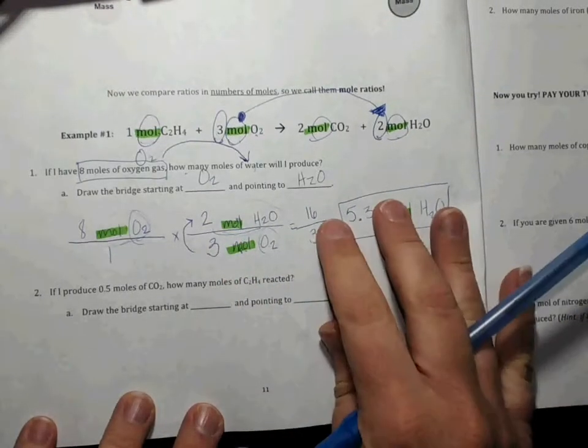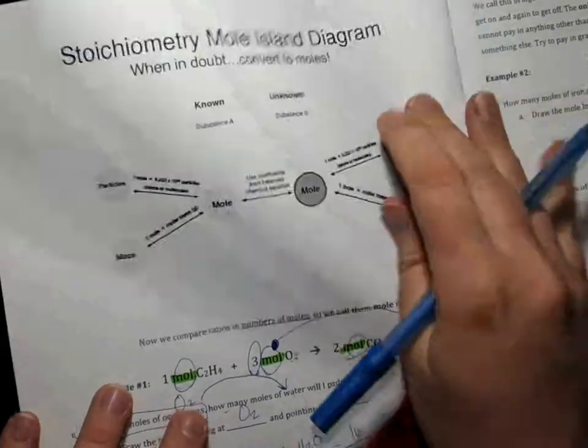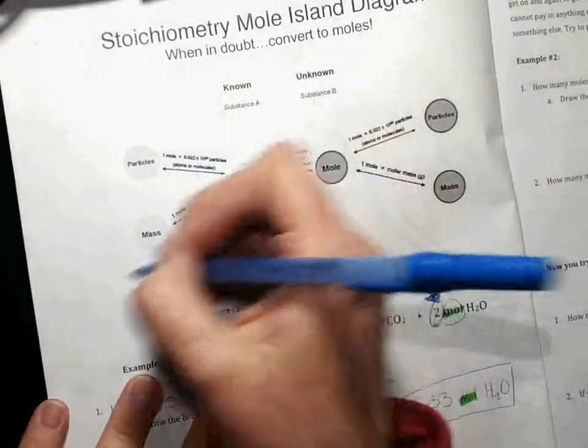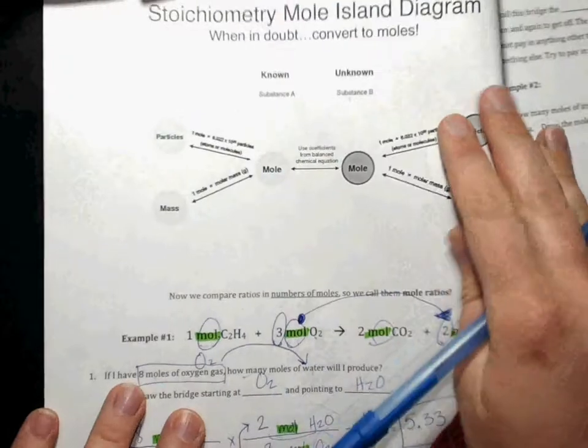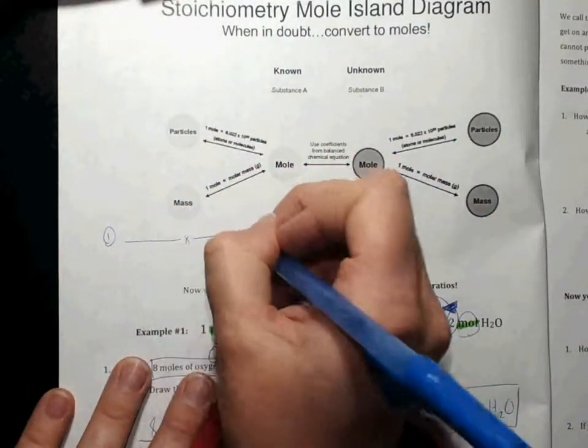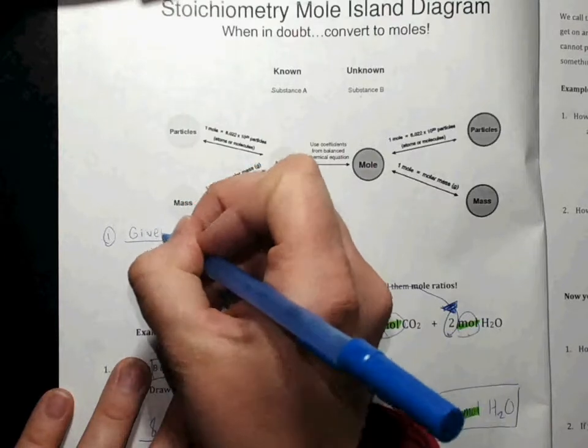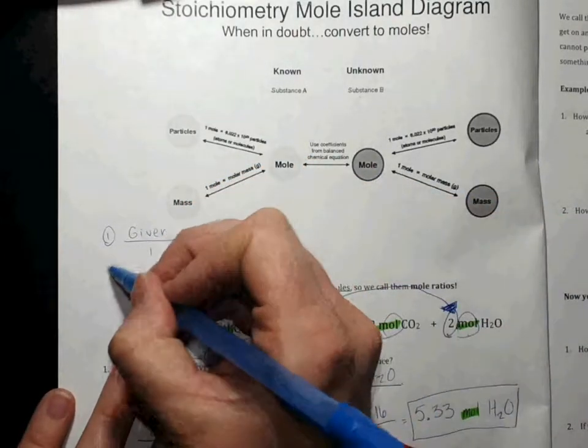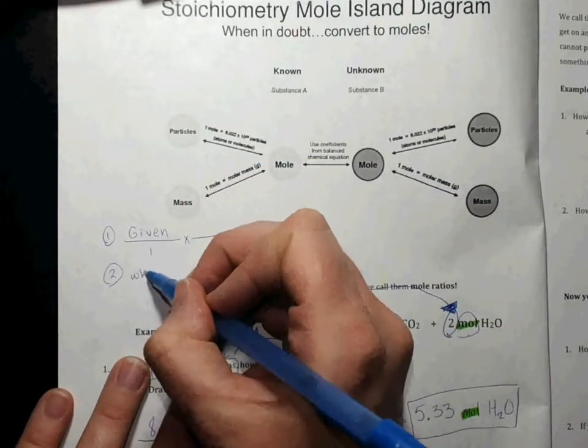So if we were going to do a little step-by-step, we can write this in some of this empty space up here. Okay. You're still going to do, for your beginning setup, the given over 1 is still step 1. Step 2 is still what goes up must come down.